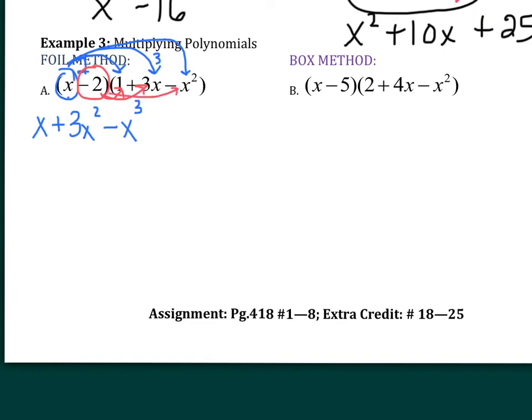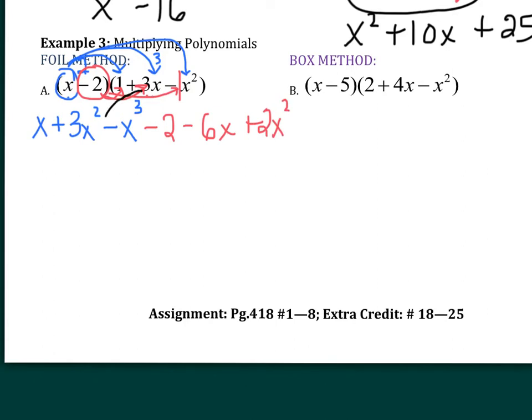So negative 2 times 1 is negative 2. Negative 2 times 3x is minus 6x. And last, negative 2 times negative x squared. Negative 2 times negative 1 is positive 2x squared. Now we go through and find our like terms.